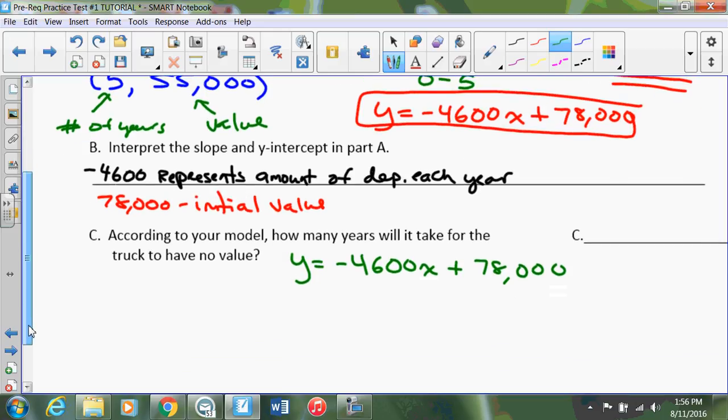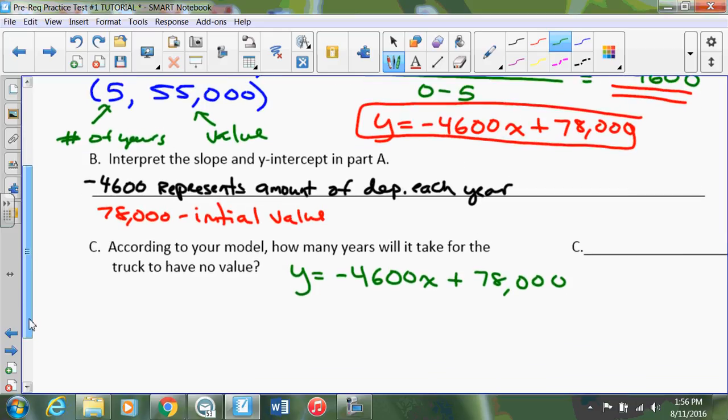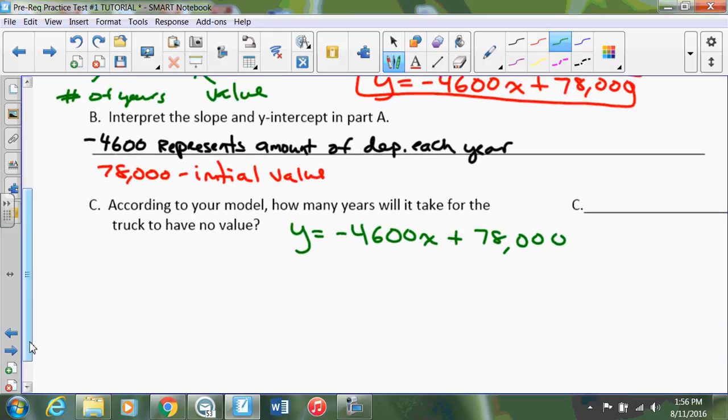So I need to look at the variable that represents the value, which is the Y variable, and I need to just plug in 0. When we do this and solve for X, we're going to find the number of years when it will finally be worth 0. So here we go. We're going to subtract the 78,000.